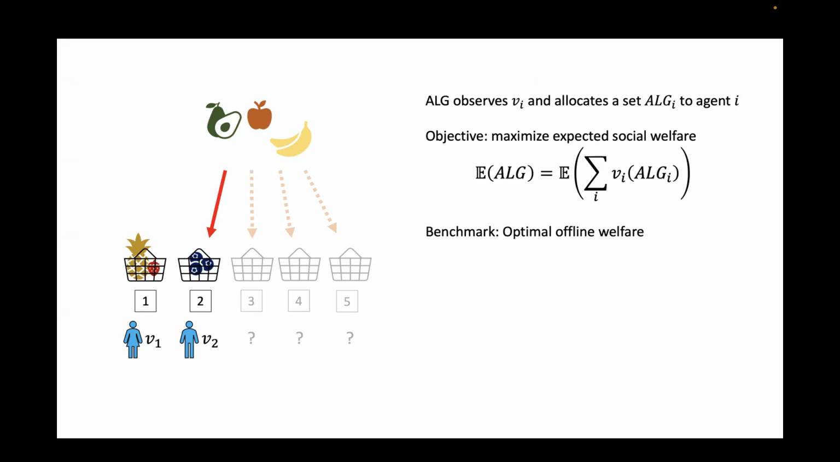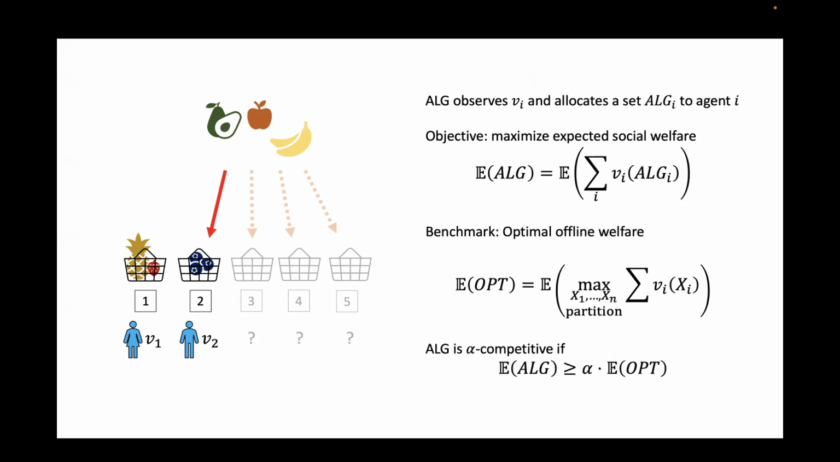And we compare against the optimal offline welfare, which is the expectation of the best possible partition of the items. And we say an algorithm is alpha-competitive if the expectation of the algorithm is at least alpha times the expected optimal partition of the items.